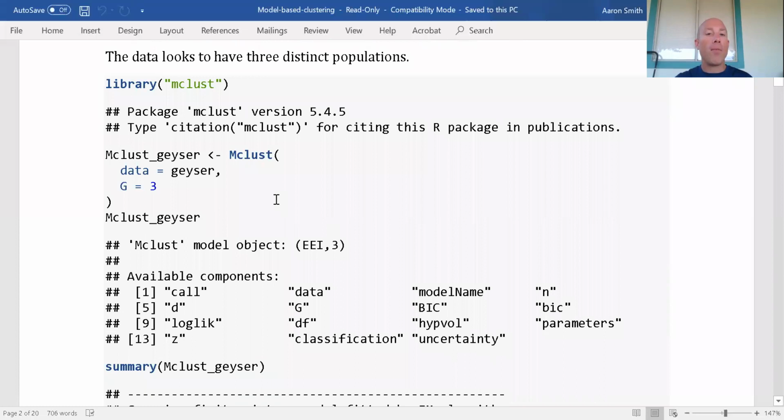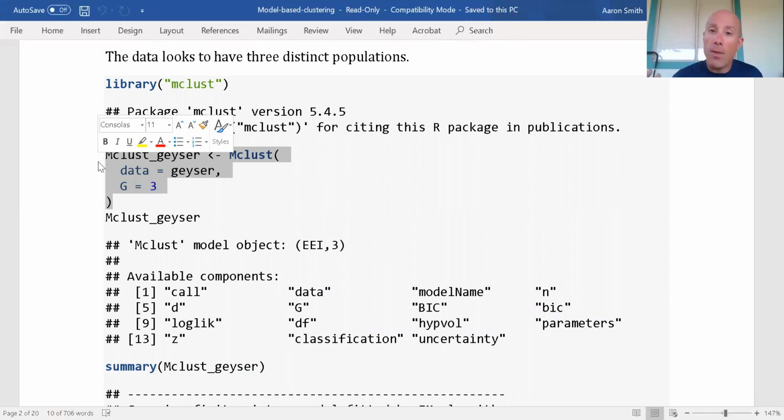Something you'll notice is that when I make this declaration, I have not said what the centers of the distributions are. I haven't said what the covariance matrices are. I'm just saying, hey, there's 3. Go figure it out. All right, now when I run it, it gives me some output.